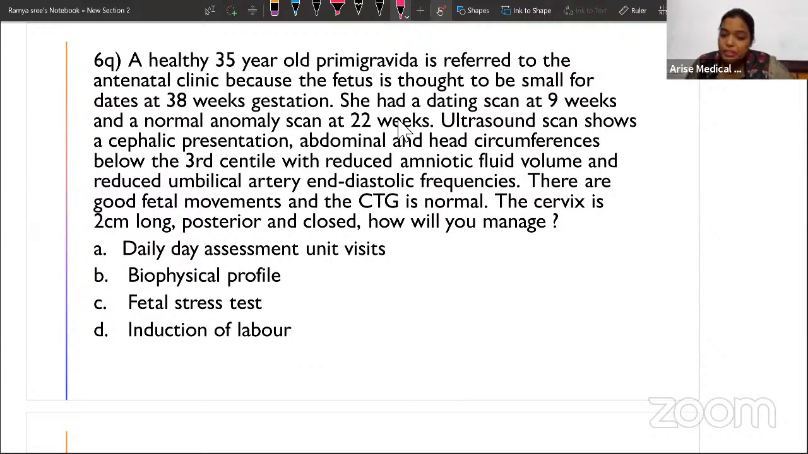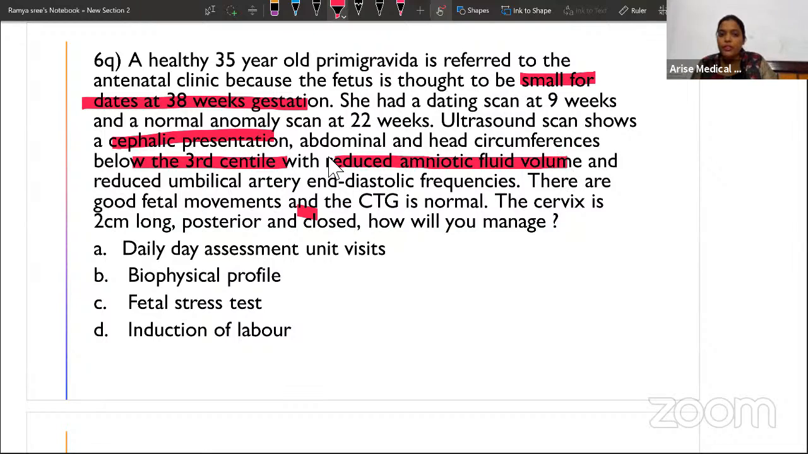Ultrasound scan shows a cephalic presentation. Abdominal and head circumference are below the third centile with reduced amniotic fluid volume and reduced umbilical artery end diastolic frequency. There are good fetal movements and the CTG is normal. The cervix is 2 centimeters long, posterior and closed. How will you manage?